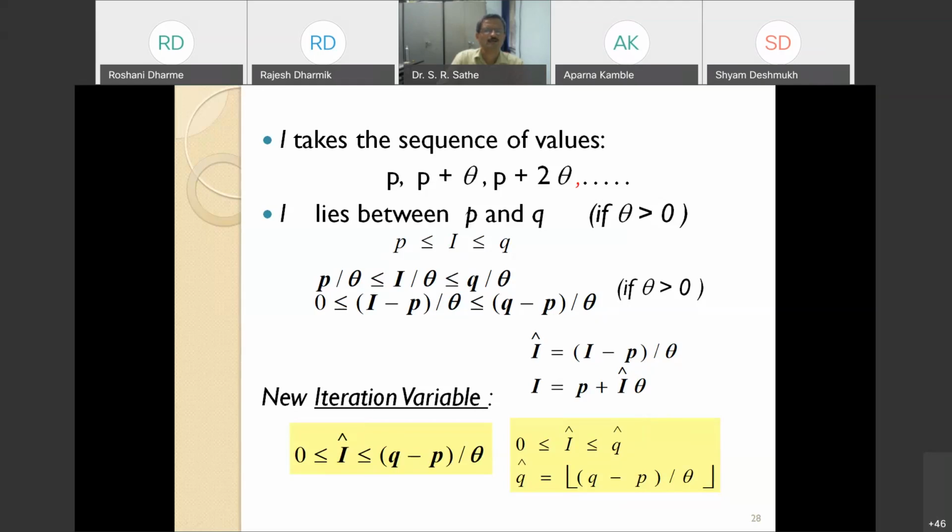So we have a new iteration variable I caret. The final value of (I minus p) by theta will be (q minus p) by theta. So I have transformed the index space into an iteration space and introduced a new iteration variable I caret. So 0 is less than or equal to I caret, less than or equal to q caret. And the final value q caret is the floor of (q minus p) by theta.